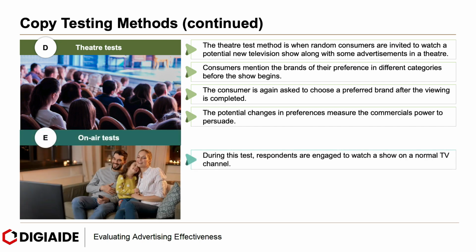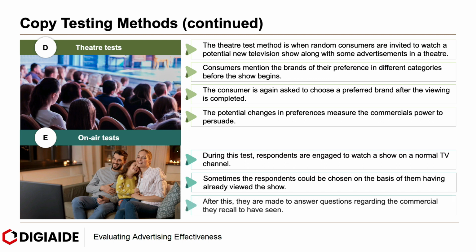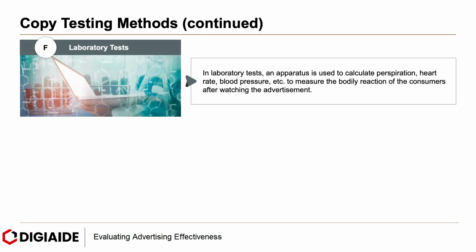Next, on-air test. During this test, respondents are engaged to watch a show on a normal TV channel. Sometimes the respondents could be chosen on the basis of them having already viewed the show. After this, they are made to answer questions regarding the commercial they recall to have seen. Next, laboratory test. In laboratory test, an apparatus is used to calculate perspiration, heart rate, blood pressure, etc. to measure the bodily reaction of the consumers after watching the advertisement.